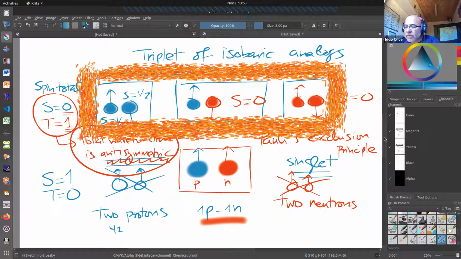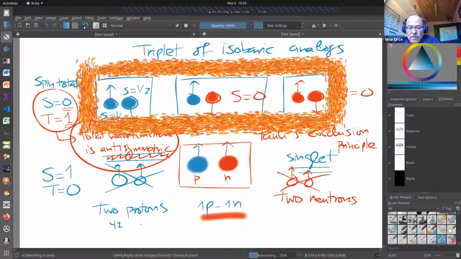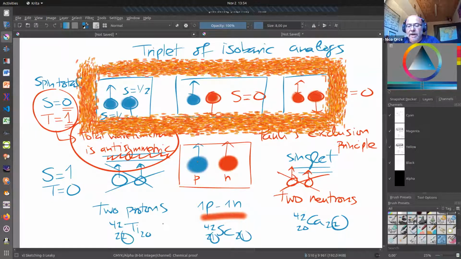Let's bring this a little bit down. Well, not so much, so we don't lose it. 42 titanium is 22 protons and 20 neutrons. This one is called 42 scandium, with 21 protons and 21 neutrons. And this one is 42 calcium with 20 protons and 22 neutrons. So we take these and compare with this picture. So let's look at the triplet.